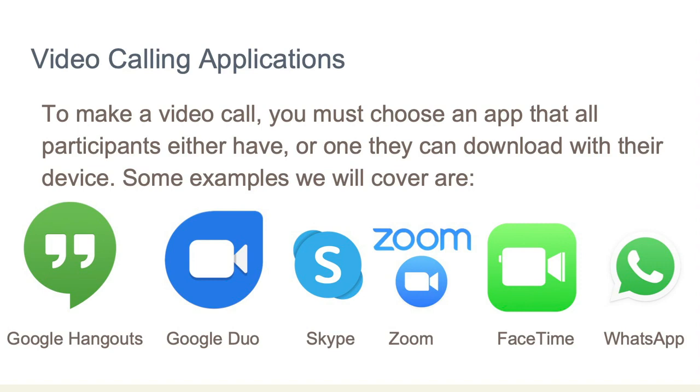So there are multiple different platforms that you can use. Last week we really covered Google Hangouts, and this week we're looking at Skype. So in general, there's Google Hangouts, Google Duo, Skype, Zoom, which is what we're on right now, FaceTime, and WhatsApp.